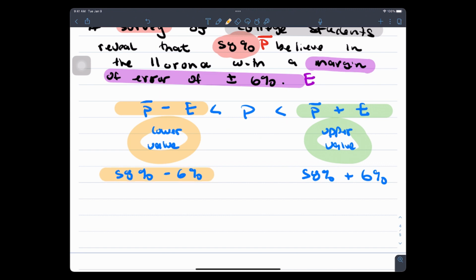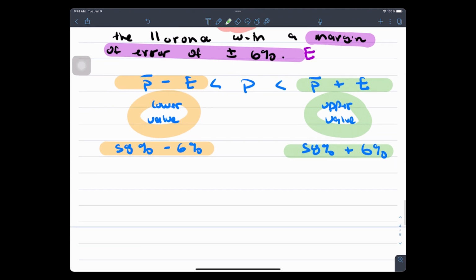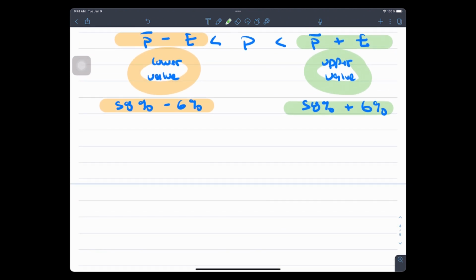Historically, I've had students do well on this stuff, so I just want to throw that out there. What's 58 minus 6? It's 52, right? Okay. 52%. I'm going to keep the interval estimate format, okay? Less than P, less than, what's 58 plus 6? 64%. 52 and what? 64.